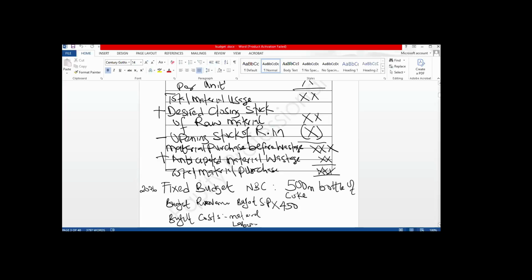We also look at fixed budgets. That is the original budget, the budget that the company originally planned to achieve. This budget, the fixed budget, is not expected to change.